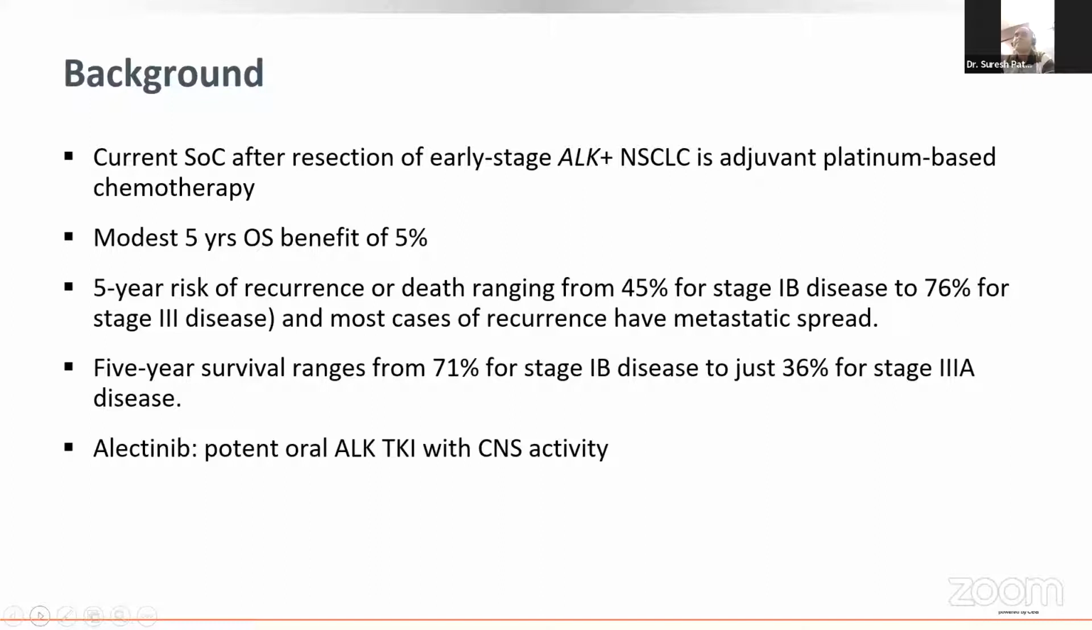So in the further slides, we are going to discuss why it is so important to look at disease-free survival. As we know, as the disease recurs, the chances of survival decrease for any patient with metastatic lung cancer. As we know, alectinib is a potent oral TKI with CNS activity. Next slide, please.